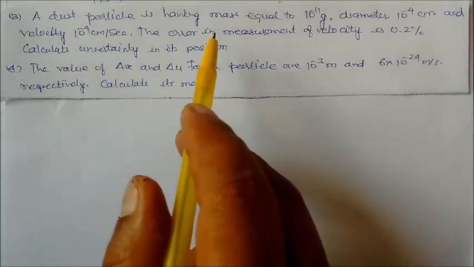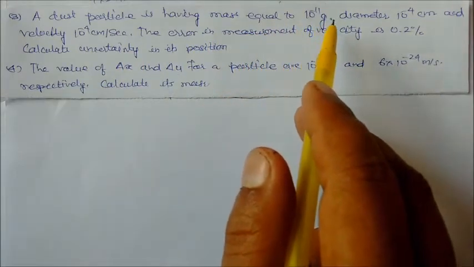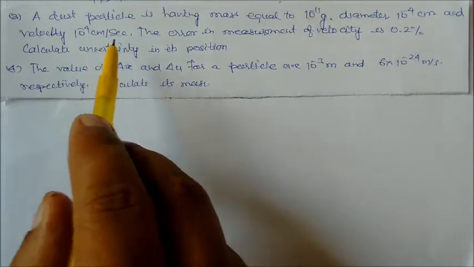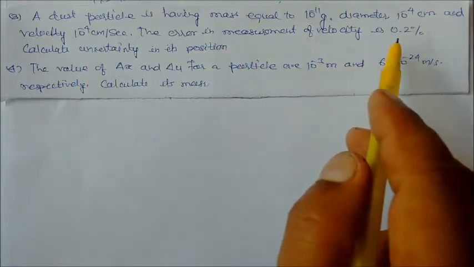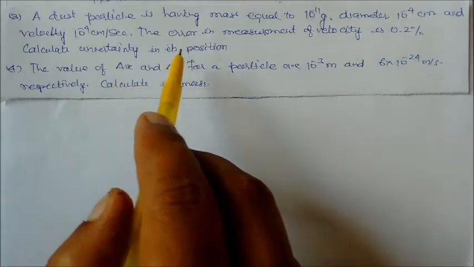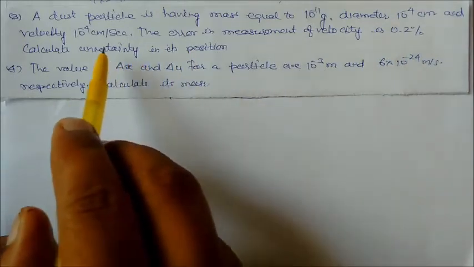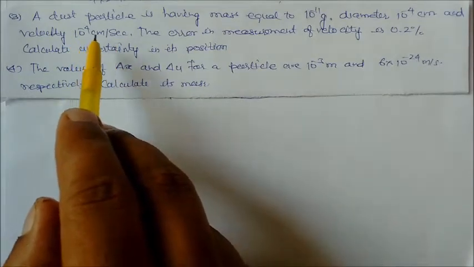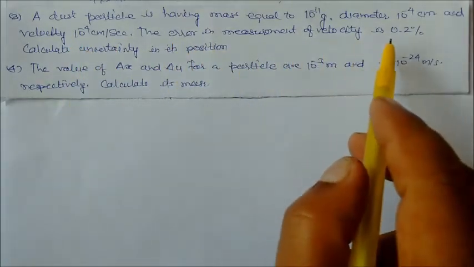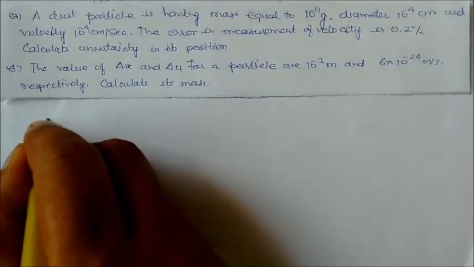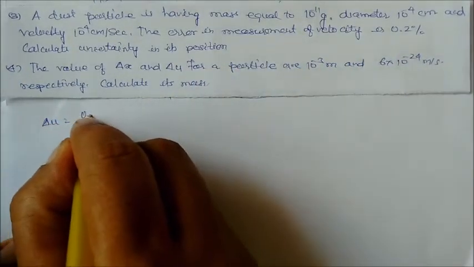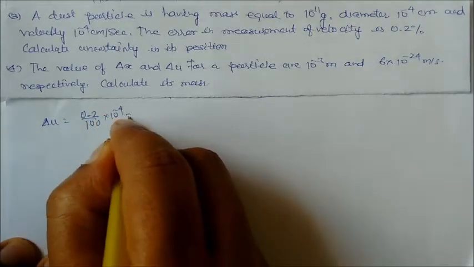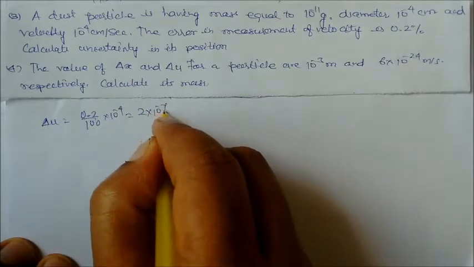Next question. A particle has a mass equal to 10 power minus 11 gram, diameter 10 power minus 4 centimeter, and velocity 10 power minus 4 centimeter per second. The error in measurement of velocity is 0.2%. Calculate the uncertainty in its position. So u is given, 10 power minus 4 centimeter per second, and the error in measurement is 0.2%. We have to find delta u. So delta u is 0.2 divided by 100 into 10 power minus 4, which gives 2 into 10 power minus 7.